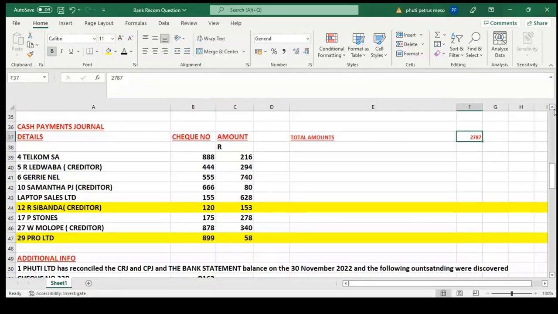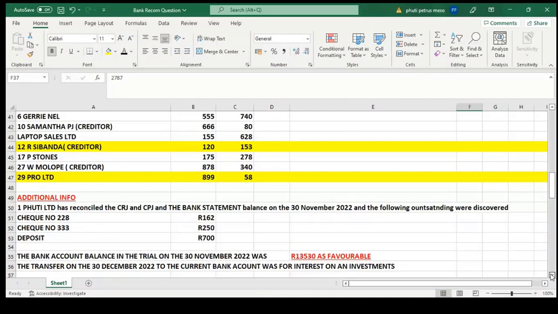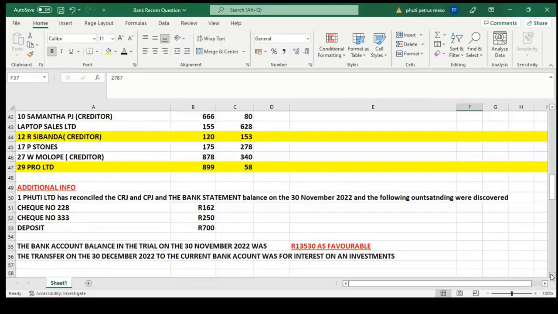Are we going to check from the additional information what else was supposed to be added? Okay, let's have a look at the additional information. Putti Limited has reconciled the CRJ and CPJ, and the bank statement balance on the 30th of November 2022 had the following outstanding items discovered. Check number 228162, check number 333. Check number 333 is 250, and then we've got a deposit of 700 rand.